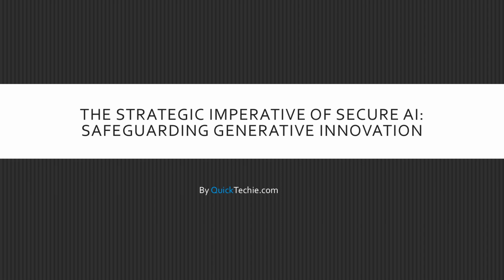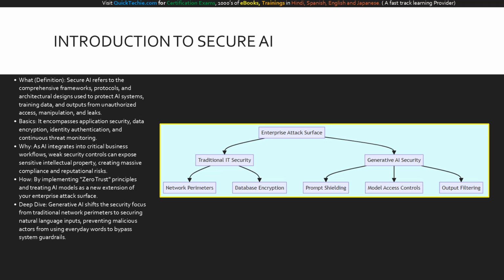Welcome, leaders and technologists. Today, we are unpacking one of the most critical topics in modern business transformation, the importance of secure AI. We will explore how to protect your data, secure your AI deployments, and build the trust necessary to drive real business value. Let's get started. Hello everyone, and welcome.